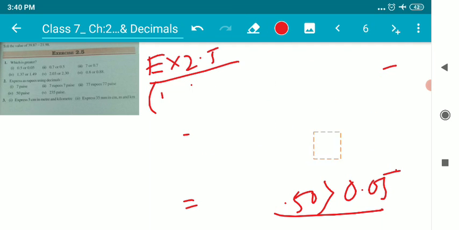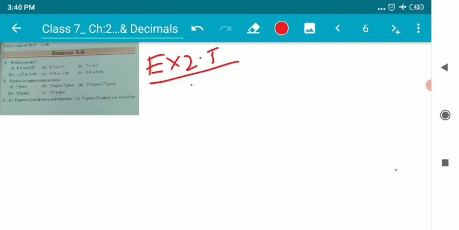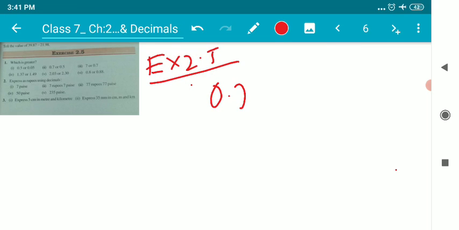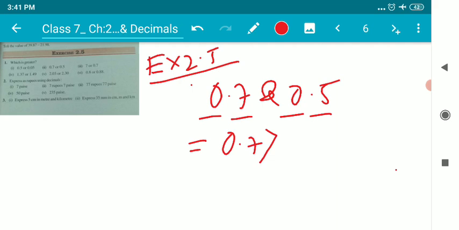The next number is about 0.7 or 0.5. Children, 0.7 and 0.5. Here is 0 and here is 0. This is 0.7 and this is 0.5. Of course, 0.7 is larger than 0.5. So children, this is how we can get the answer.